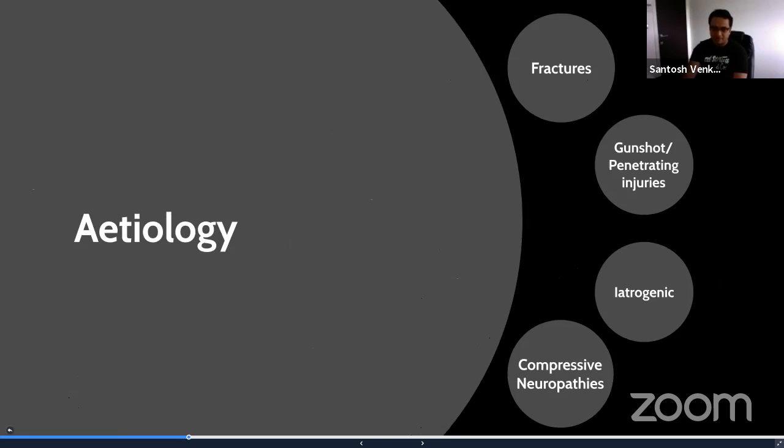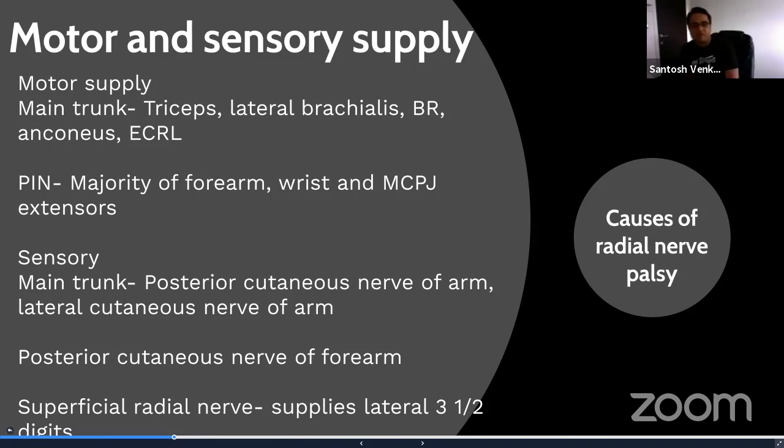The sensory part is where the main trunk has branches that supply the posterior cutaneous nerve of the arm and lateral cutaneous nerve of the arm. Then you've got the posterior cutaneous nerve of the forearm, and then, as we already mentioned, the superficial radial nerve.